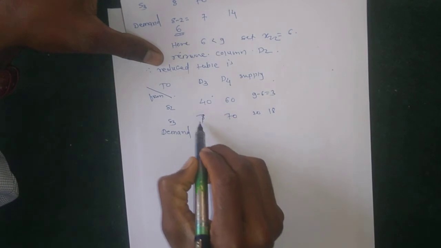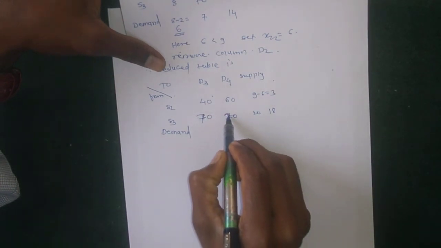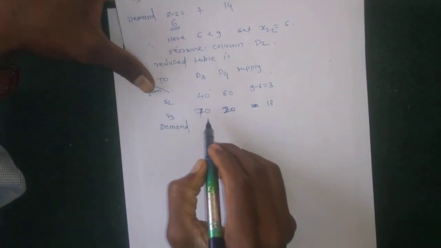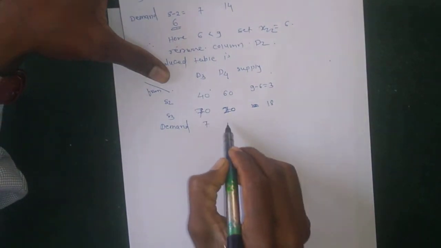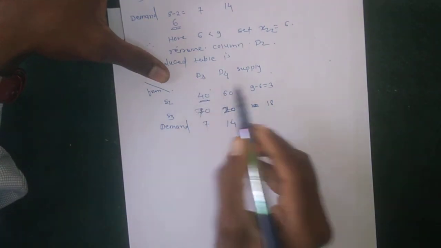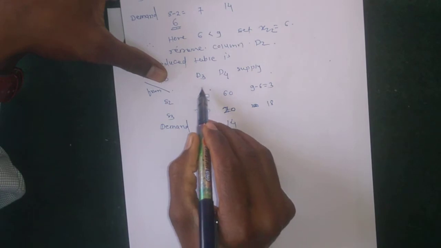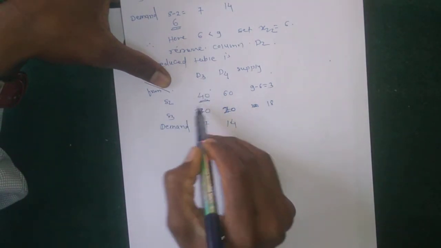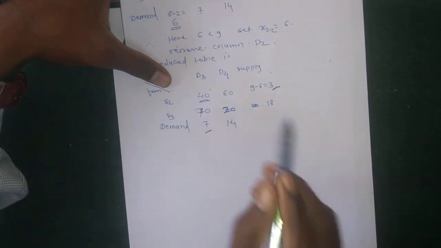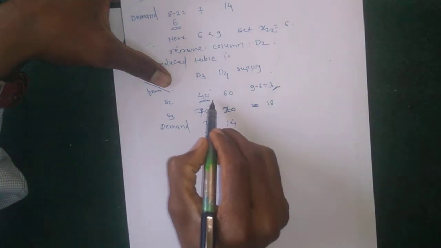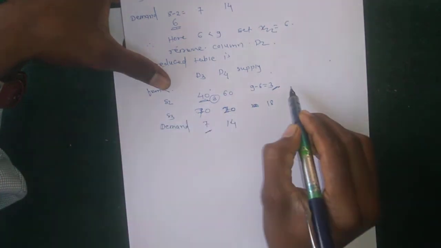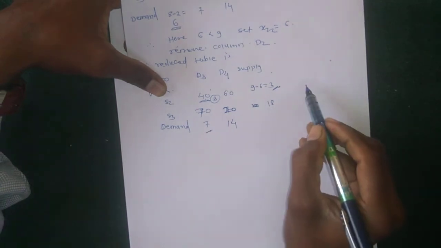Here only 70, 20 and 18 as it is. Okay, so D3 column 7 and 14 as it is. Here again, start from the northwest corner, D3 S2, 40. Now supply is 3 and demand is 7. Supply is less than demand, so allocate supply 3 and remove column S2.